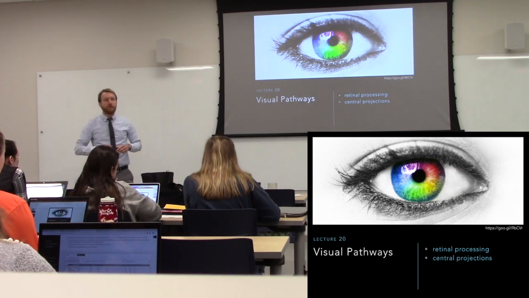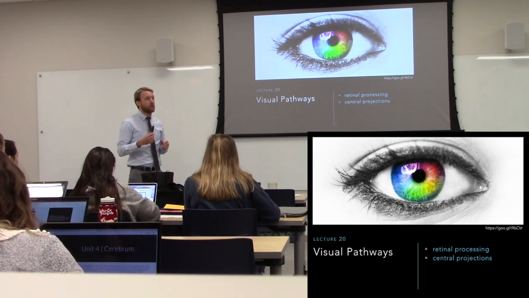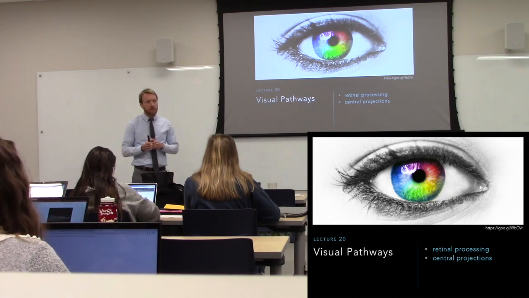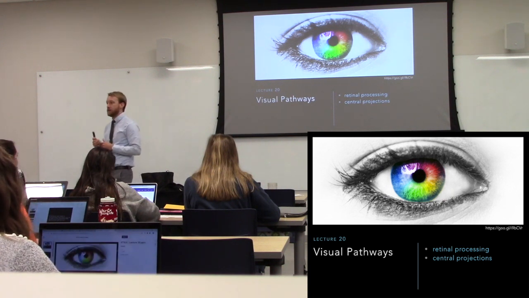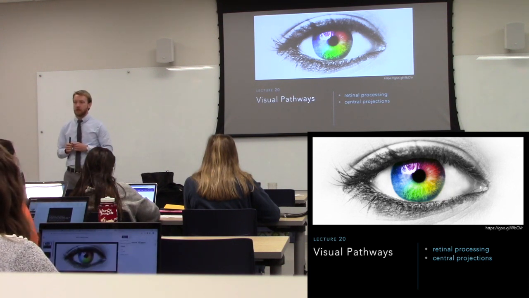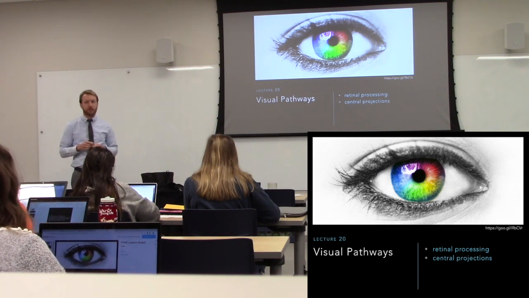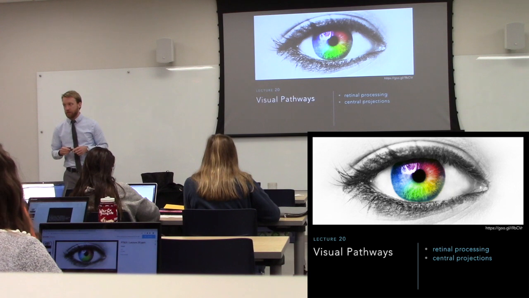Today is about vision. We're going to be working our way into the cortex in this unit, and this lecture is going to take us there. We're going to go from the retina to the primary visual cortex. The processing that occurs after that, we'll talk a bit more on in lecture 23 when we cover the cortex.